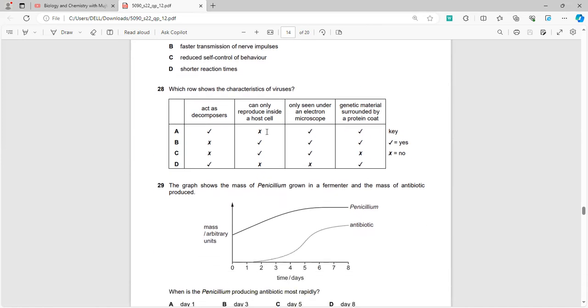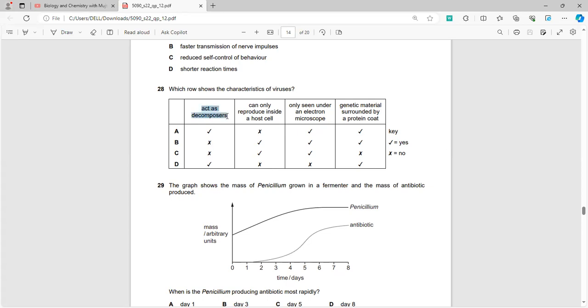Now, characteristics of viruses: yes, they are surrounded by a protein coat. Yes, because they are extremely small, measured in nanometers. They can only be seen with the electron microscope, not with the compound microscope. They can only reproduce inside a host cell, and they don't act as decomposers.